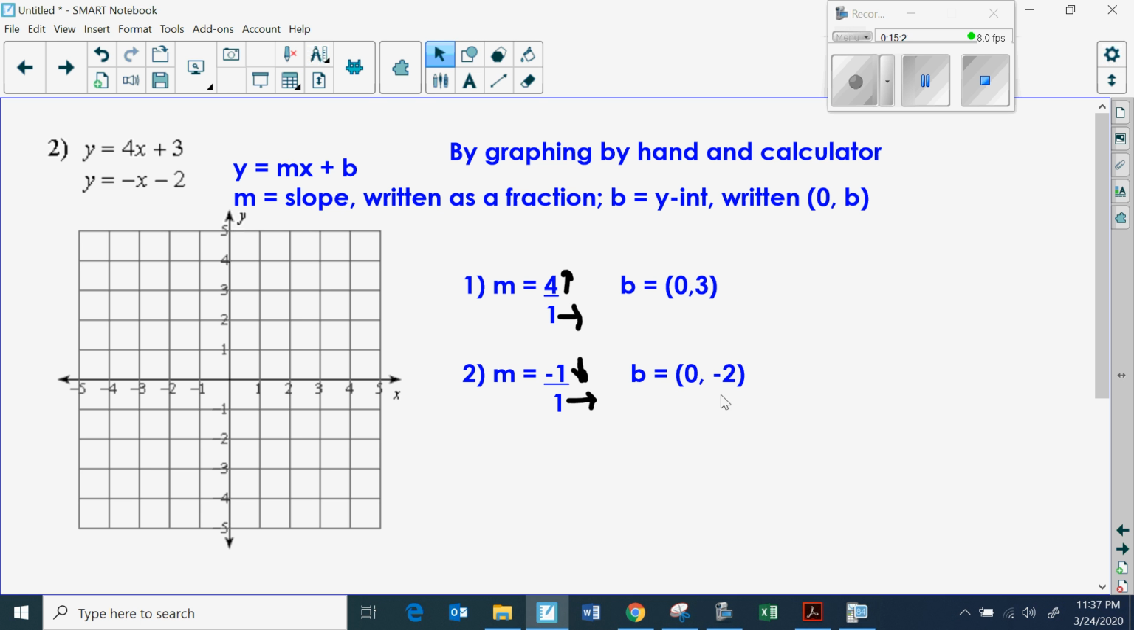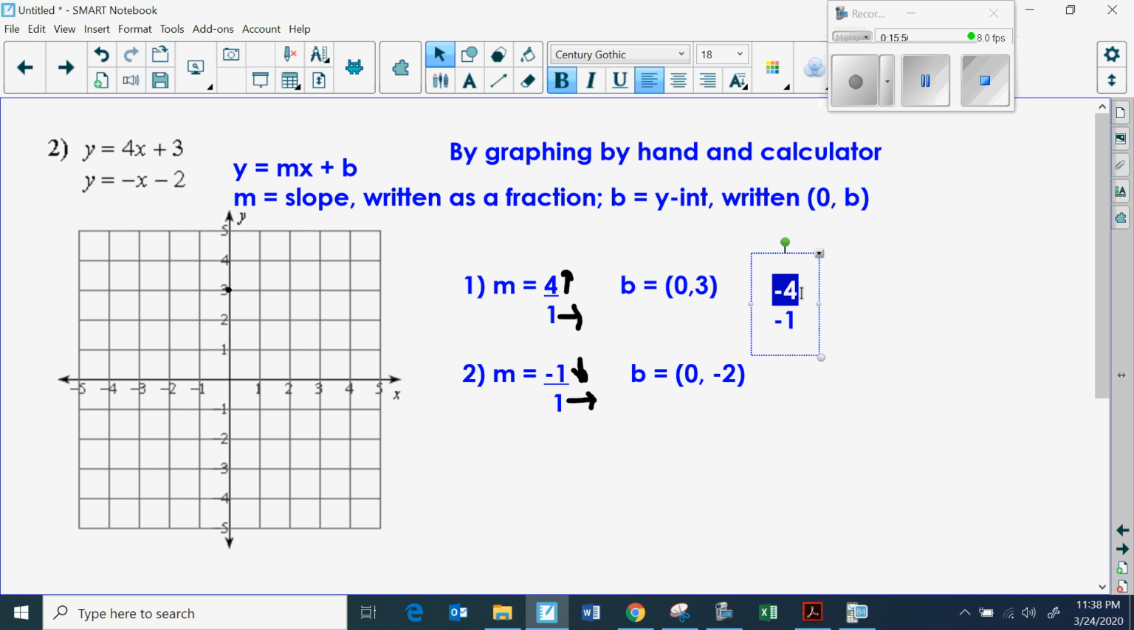So again, these are points. These are directions to get to other points. I want two at this point plus two others. So 0, 3. Right there. Now, notice it says go up 4, right 1. Well, that would take me off the screen. So don't forget, negative 4 over negative 1 also equals positive 4, doesn't it? You better say yes.